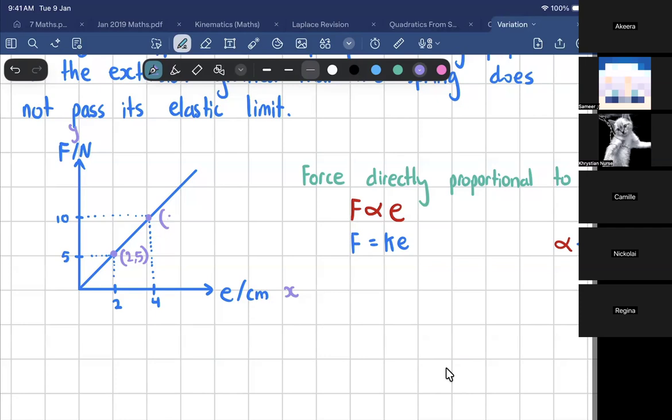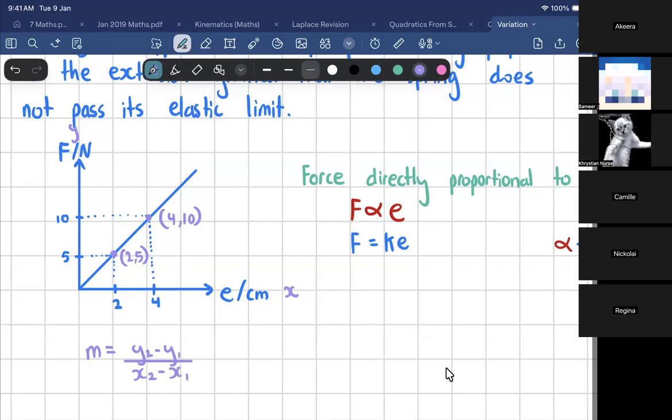4, 10. 4, 10. Good. So when you're finding the gradient, it is simply the change in y over the change in x. And you're probably saying, so what do you mean by that? Well, I mean y2 minus y1 all over x2 minus x1. That is what I mean.